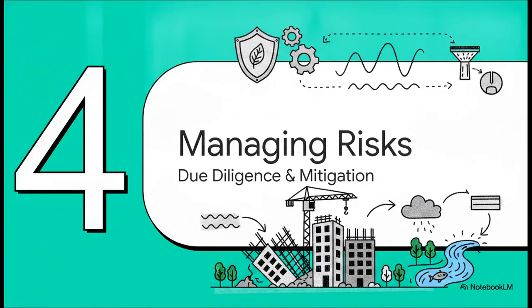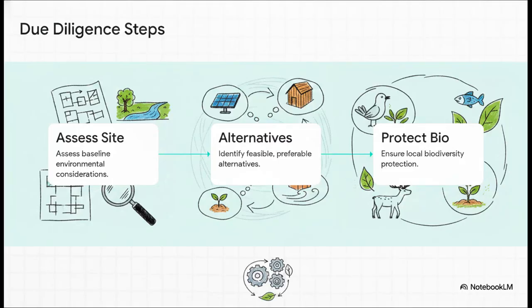Next up is part 4, managing and mitigating risks. According to the second SASB metric, IF-EN-160a.2, companies have to perform really rigorous due diligence before the construction even starts. They follow a few core steps. First, assess the baseline environmental conditions so they know exactly what ecosystem they're dealing with. Second, figure out if there are feasible, environmentally preferable alternatives for the project. And third, put a solid plan in place to protect local biodiversity and use resources efficiently. Doing this homework early is absolutely crucial.